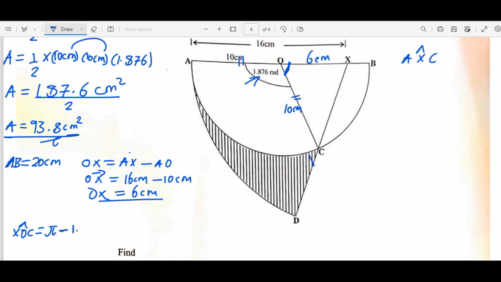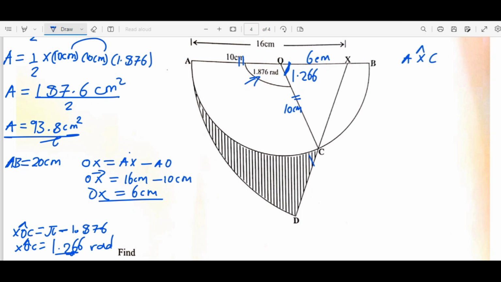So minus 1.876. On your calculator, you first punch shift, then there is the symbol for pi where there is EXP, then minus 1.876. So I'm getting 1.266 as my angle in radians. So this is the angle at this point.